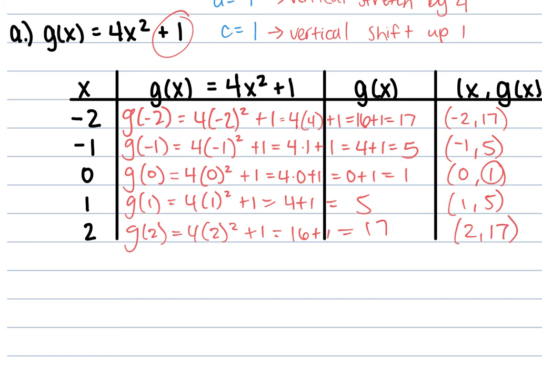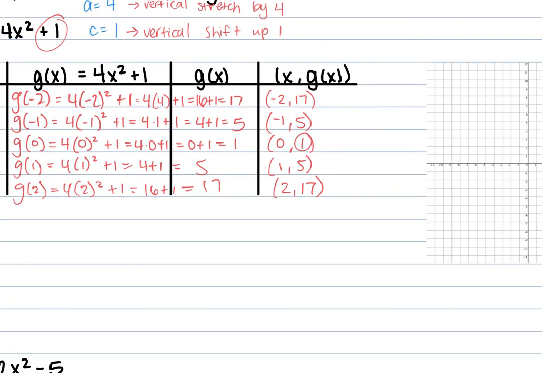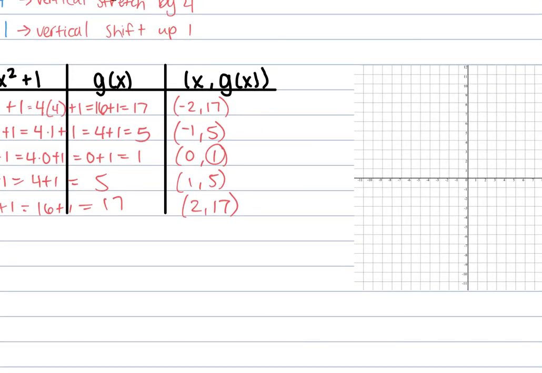All right, the first and the last points are not going to fit on my graph, so I'm just going to do the middle 3. Negative 1 comma positive 5, all the way up here. 0 comma 1, and 1 comma 5.